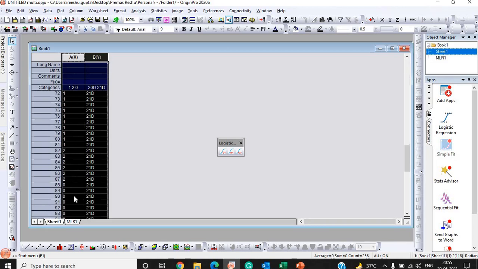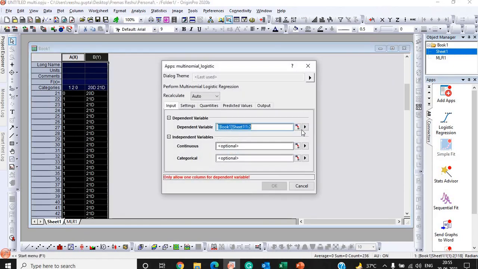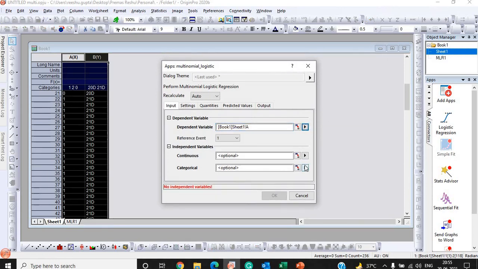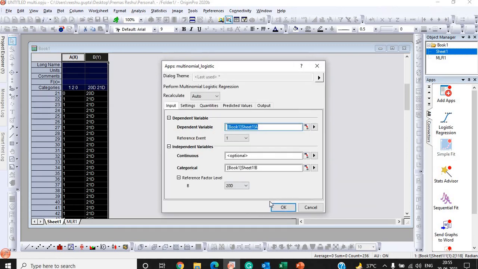Similarly, we calculate for the 21, because there are 3 numbers 0, 1 and 2, so we cannot apply the binary logistic. We will go for the multinomial logistic. So what we will do here, you can see the categorical variable is going to be your doses, and then you can calculate it.